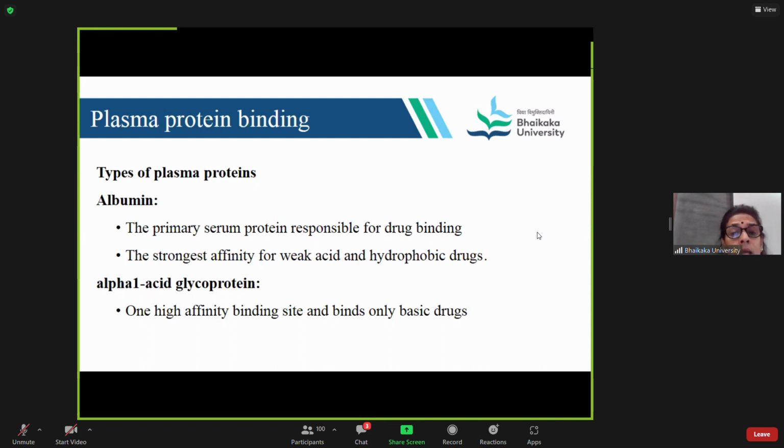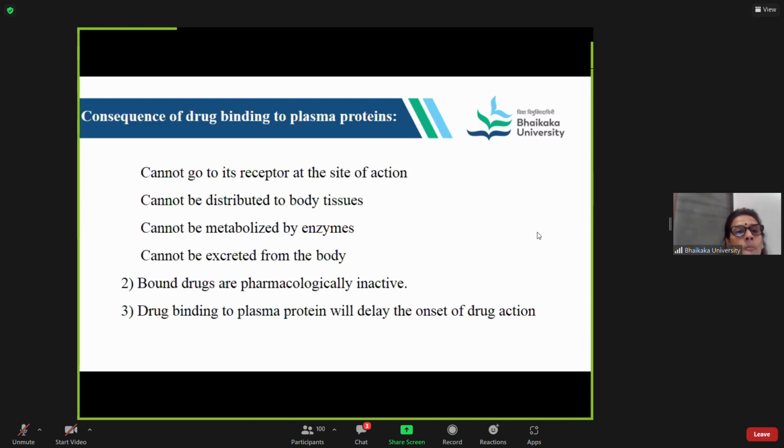So what is important here? All acidic drugs, you can say weak acidic drugs or acidic drugs, bind to the albumin site. The cell has two sites: one is albumin, the second is alpha-1 acid glycoprotein. So acidic drugs bind to albumin, and basic drugs bind to alpha-1 acid glycoprotein. That is the concept of this slide. Now, what will be the consequences of drug binding to plasma protein? Remember, the drug that binds to either albumin or alpha-1 acid glycoprotein cannot go to the receptor site for its action because it is bound. It is still in a bound form, so it will not reach the site of action.